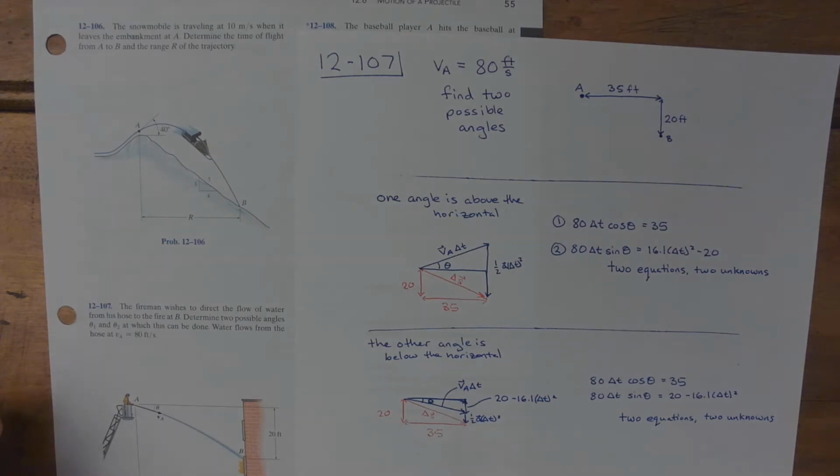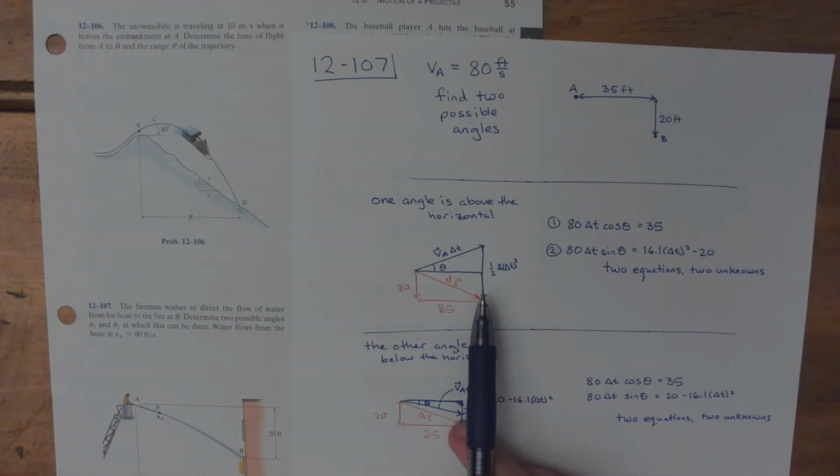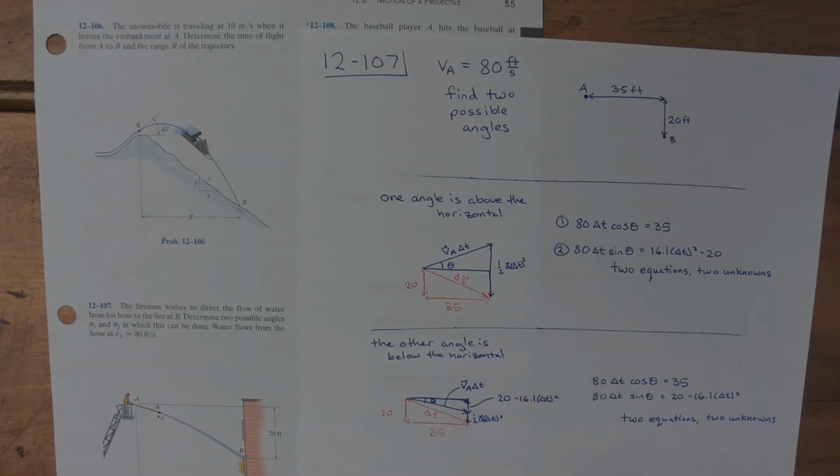Water flows from the hose with a speed of 80 feet per second. What we need to recognize here is that one of those angles is going to be below the horizontal and the other angle is going to be above the horizontal. Once we have determined that, it's fairly easy to draw the vector diagrams for this situation.